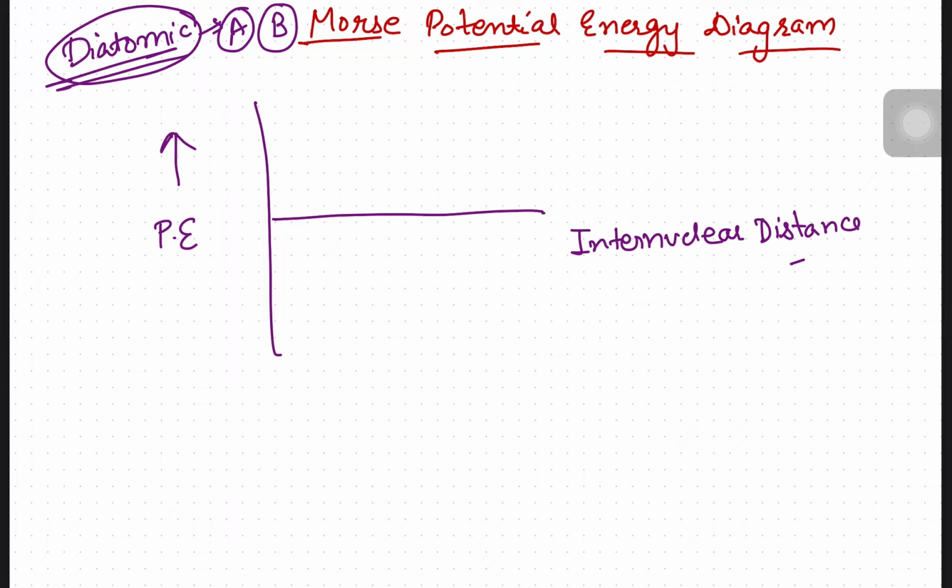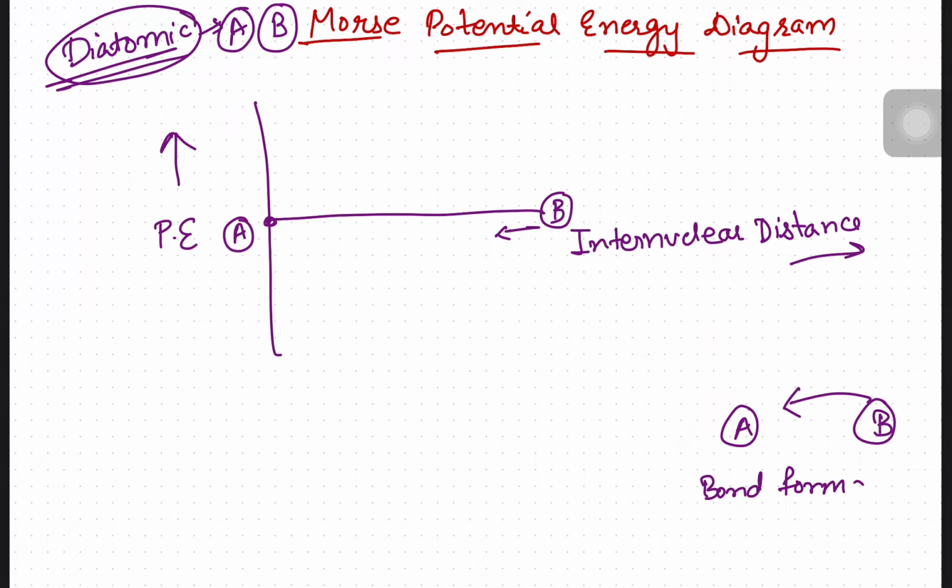along the y-axis, right? In this, what you have to consider is that the position of atom A is fixed and atom B is moving towards atom A. Like A is fixed and B is moving towards A. Now, as atom B moves towards atom A, we know that the force of attraction will start and bond formation will take place. Due to the formation of the bond, energy will be released.